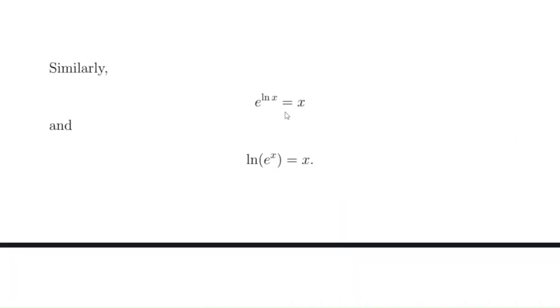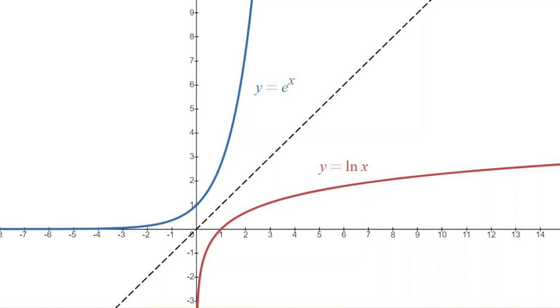Now, it turns out that we also have e to the natural log of x equals x, and natural log of e to the x equals x. So what this really tells us is that e to the x and natural log of x are inverses of each other. So what that tells us about their graphs is that their graphs will be reflections of each other across this line y equals x.